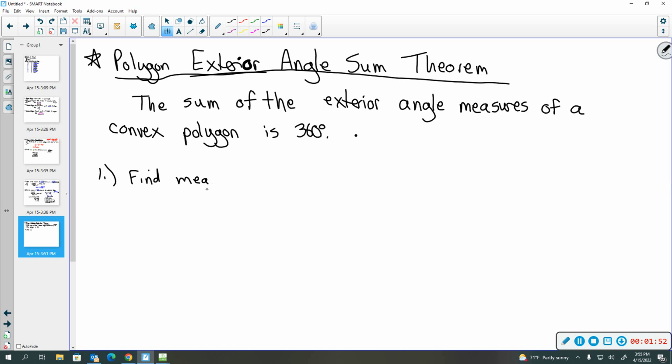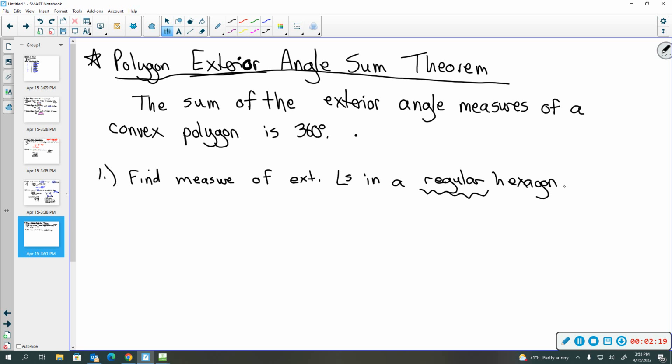Hold on, let me reread my thing. Yeah. Find the measure of the exterior angles in a regular hexagon. This first example is when you have a regular polygon, which means that every angle is equal.